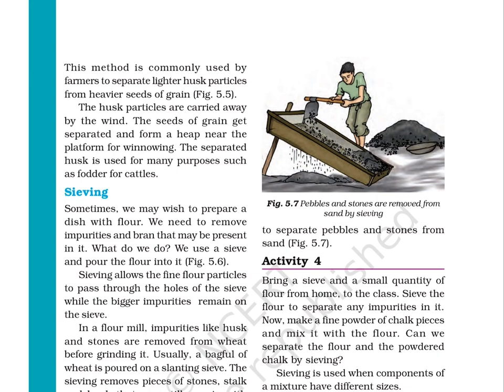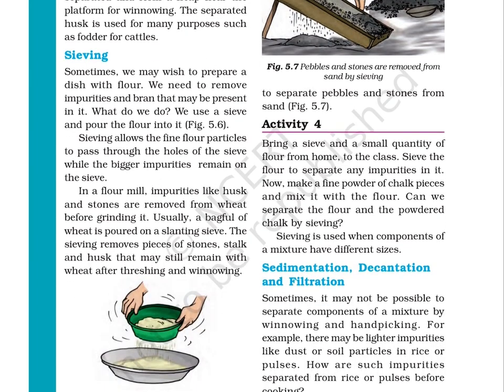Sieving. Sometimes we may wish to prepare a dish with flour. We need to remove impurities and bran that may be present in it. What do we do? We use a sieve and pour the flour into it. Figure 5.6. Sieving allows the fine flour particles to pass through the holes of the sieve while the bigger impurities remain on the sieve. In a flour mill, impurities like husk and stones are removed from wheat before grinding it.